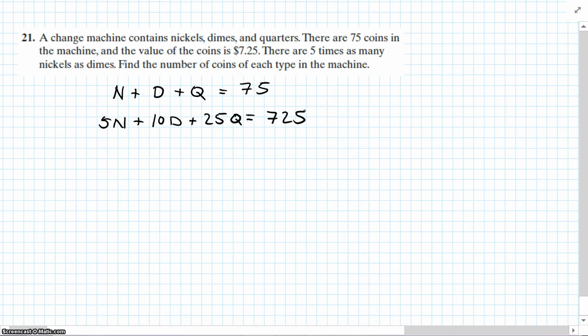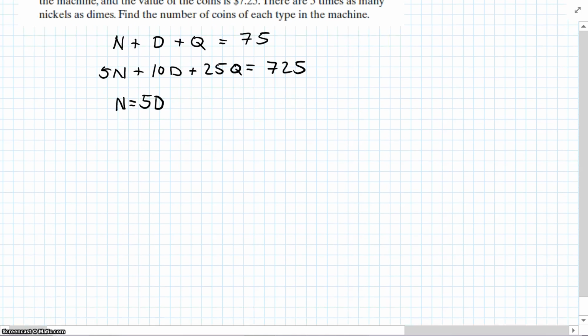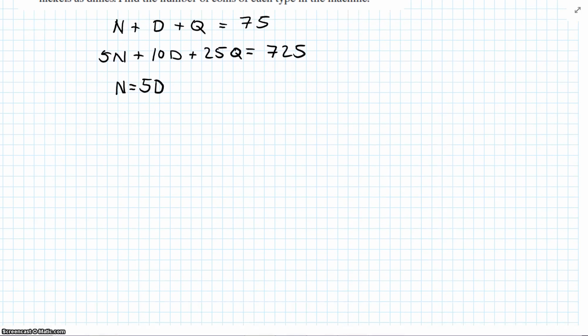You guys see what I did there? I just multiplied everything by 100 because it would have been 5 cents, 10 cents, 25 cents, and now it's 725 cents as well. There are 5 times as many nickels as dimes. So our nickels equal 5 dimes. This is a great example to use substitution. So let's set it up. We're just going to replace, anywhere we see N, with 5D.